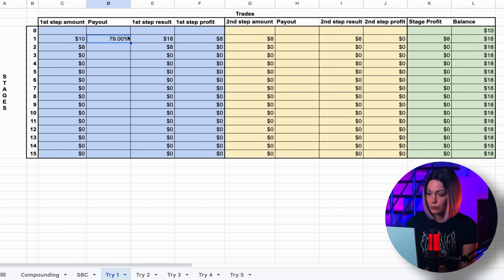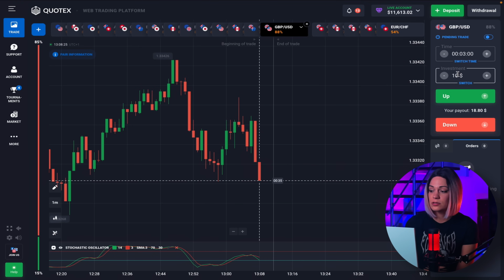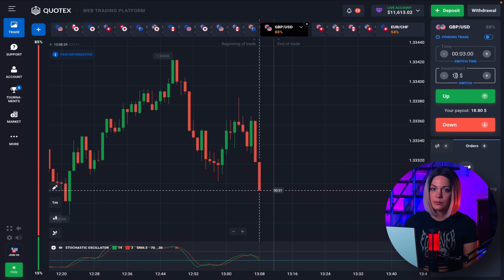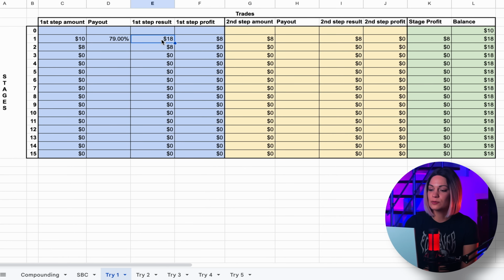And the second thing that I wanted to talk about: when you're trading on Quotex, you cannot use $10.30, right? It's not allowed. It's supposed to be like $10, $13, nothing less, nothing more. So that's why we're going to round it up mathematically.